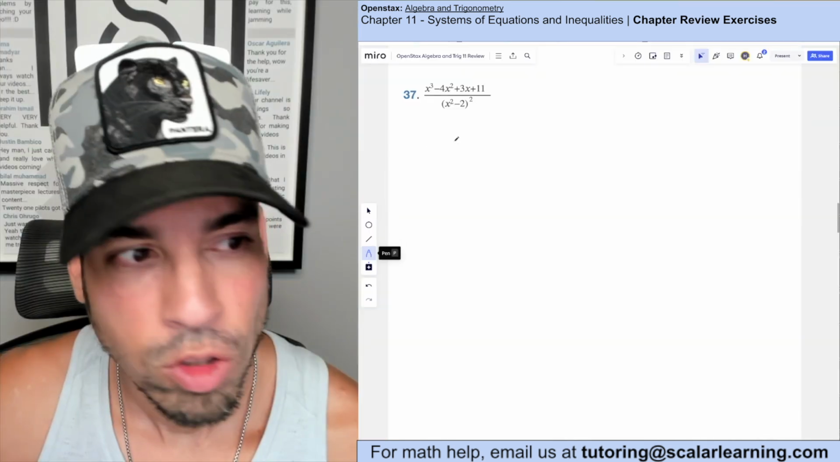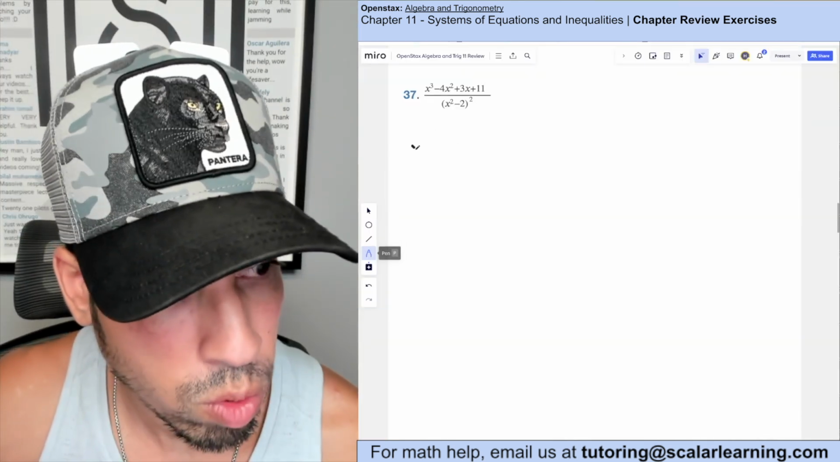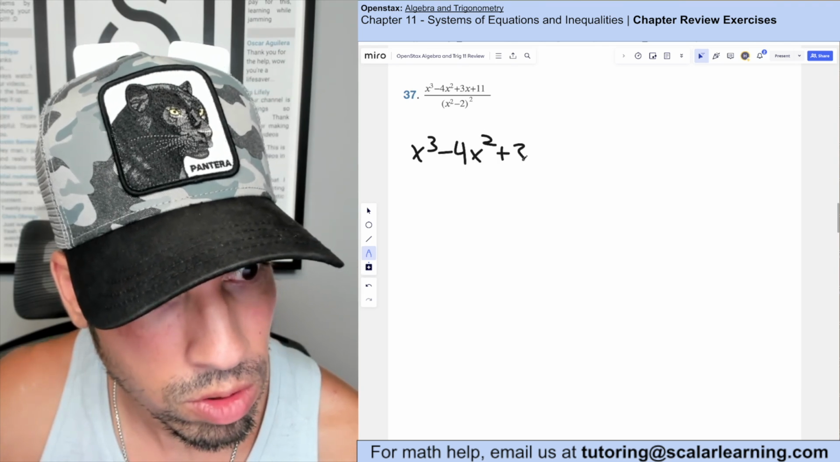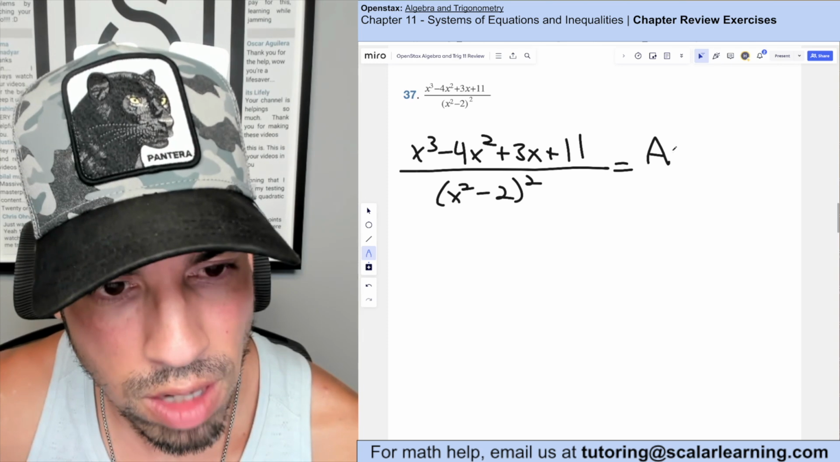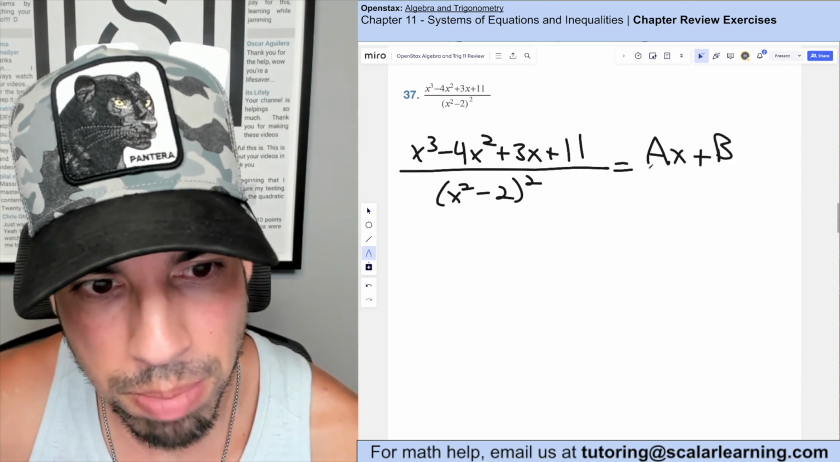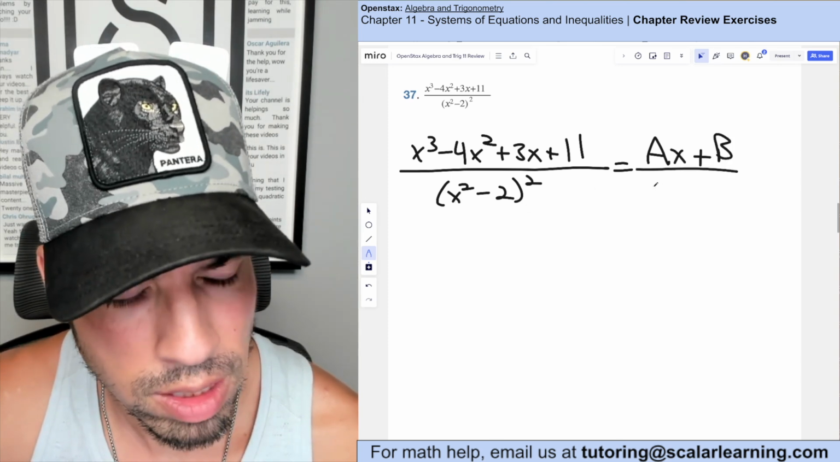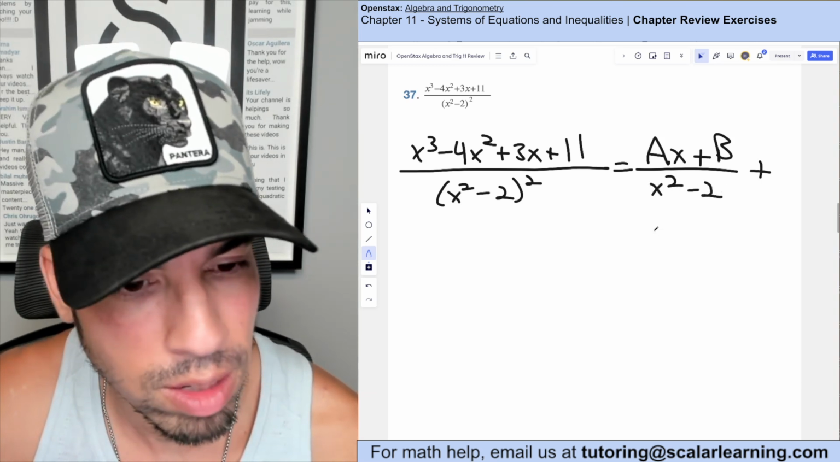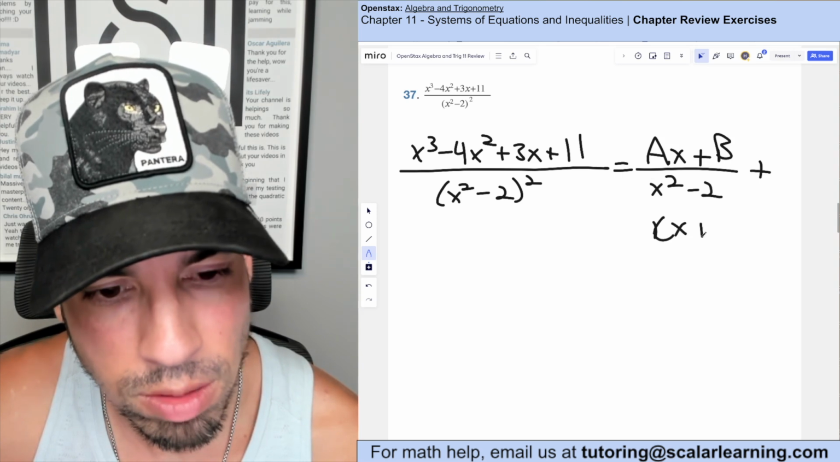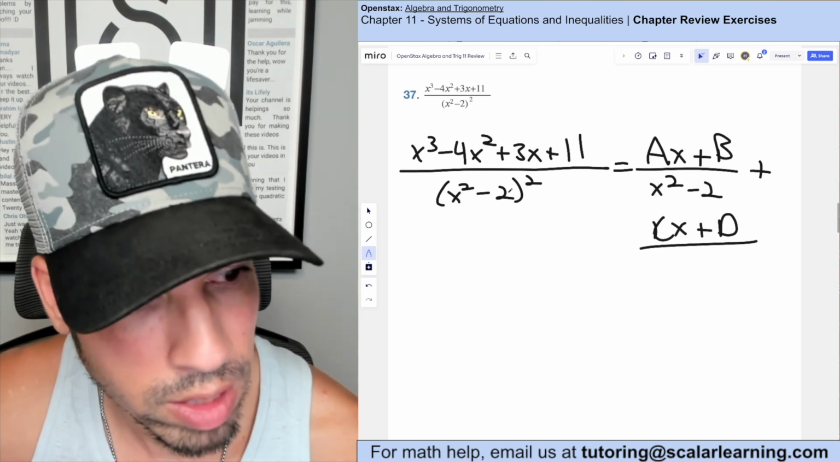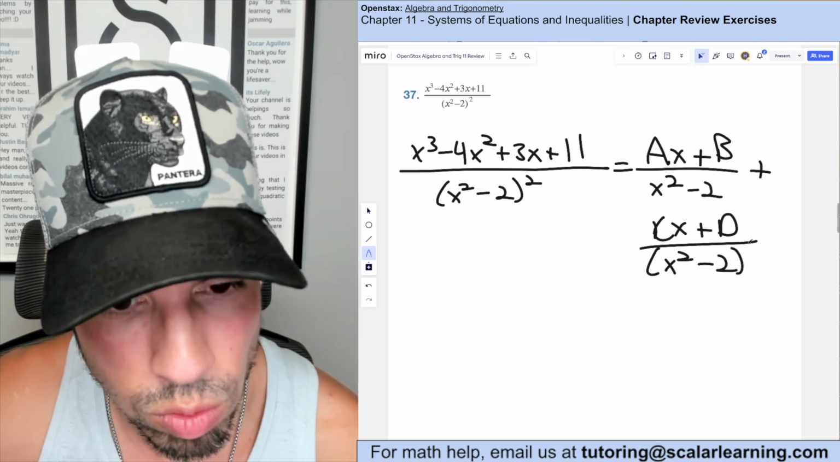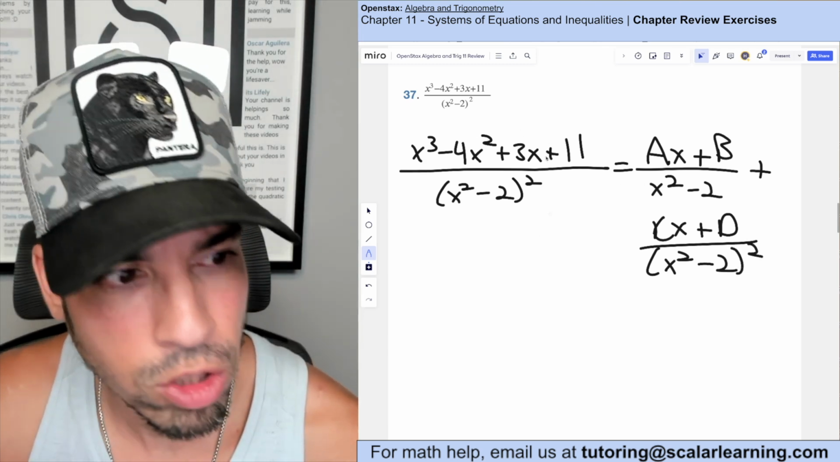Done. So for this one, we have a repeated quadratic factor. And the way we set this up is as follows. We've got linear factors on top, right? So ax plus b over just it as is, right? x squared minus 2 plus, and then we've got cx plus d over that same thing, but the entire thing, right? x squared minus 2 squared. Okay, so this is our starting point.